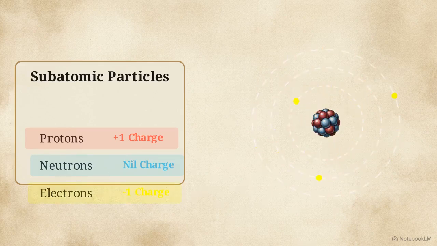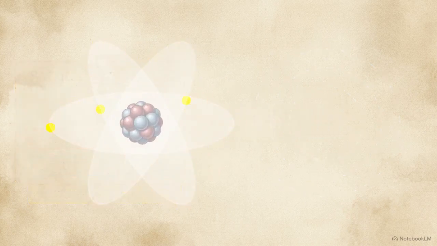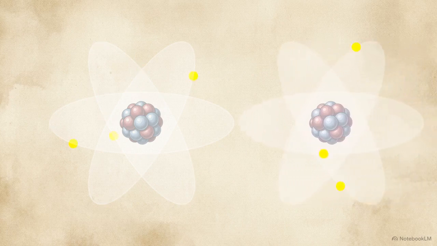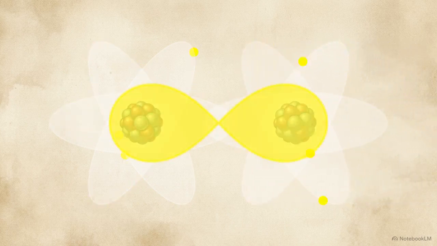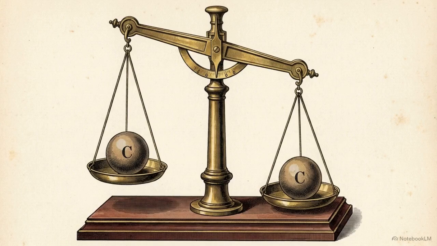This internal structure meant the atom was no longer a solid, featureless sphere. It became a dynamic system of interacting charges, providing the physical basis for understanding chemical bonding at the electronic level. The second correction applied to postulate 2. We now know that atoms of a given element are not perfectly identical in mass. This anomaly is caused by the existence of isotopes.